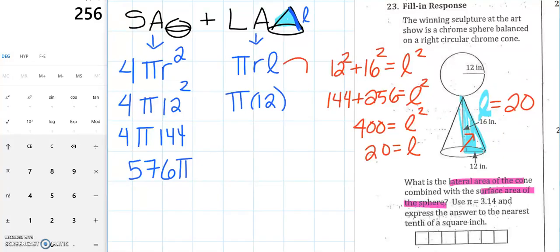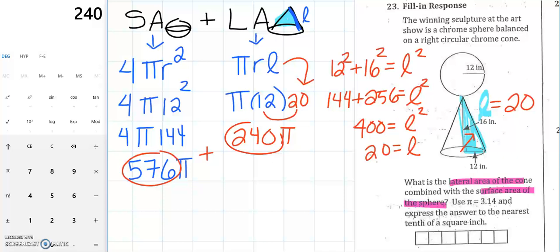All right, so now I have the L. Plug that into my formula, it's 20. So I'm going to multiply 12 times 20, 240 pi. So now I need to add 576 pi plus 240 pi. I'm going to add the two coefficients together first, since they're both in terms of pi. So I get 816 pi. And now they're asking us to use 3.14. So I'm going to multiply by 3.14.